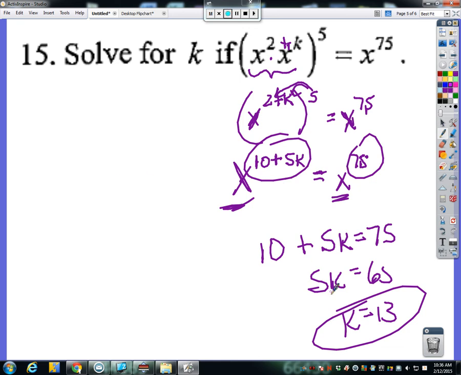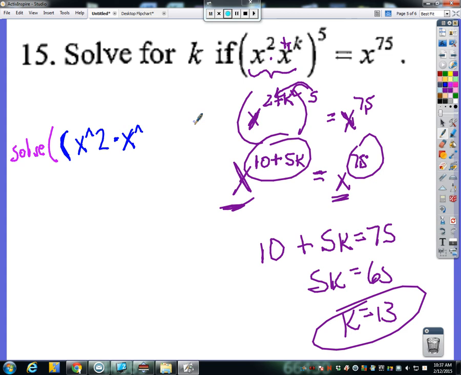I would rather just do this by hand because I know my exponent rules. But we could do solve. Then we need an extra parenthesis to start this off. And then we can do x to the second power times x to the, and this is where, if you've got a Voyage, you can easily get a k.